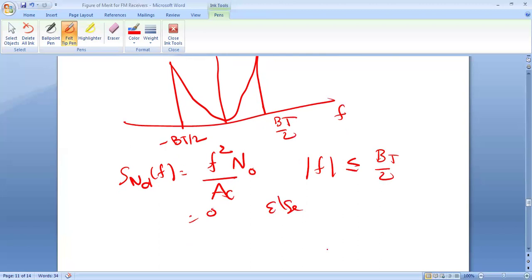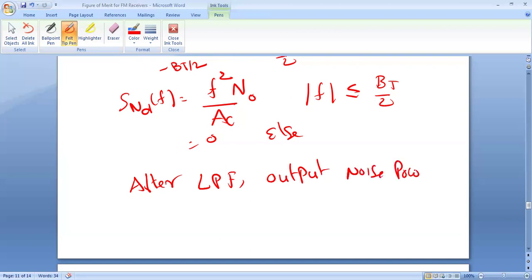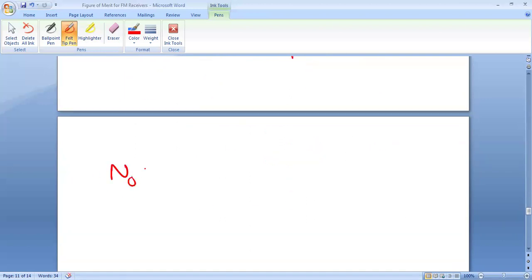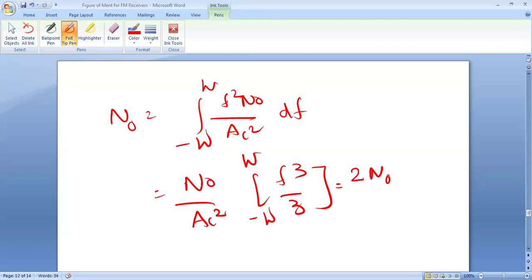Now, this is the output of the discriminator. What do you need? You want the noise at the output of the low pass filter. After the low pass filter, the output noise power is limited between minus W to plus W. Output noise power N_O equals the integral from minus W to plus W of f squared into N naught by A_C squared df. That equals N naught by A_C squared outside, into f cubed by 3 with limits minus W to plus W. This will be equal to 2 N naught W cubed by 3 A_C squared. So this is the output noise power of the FM receiver.